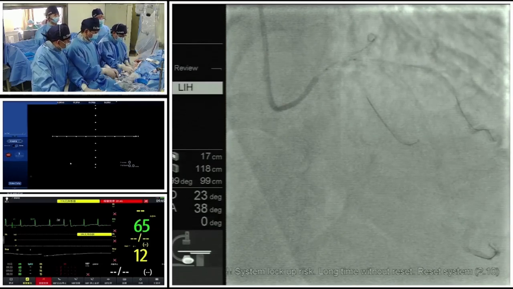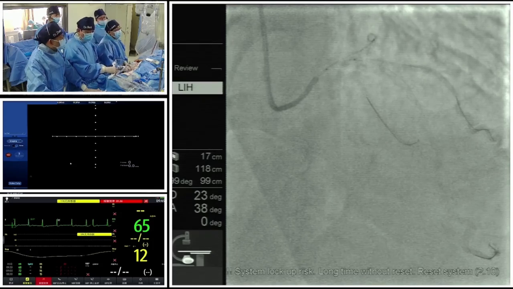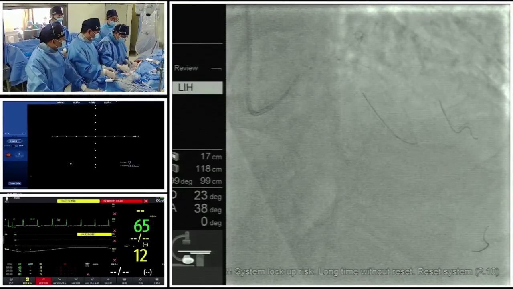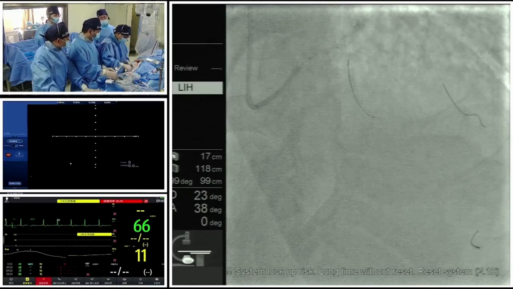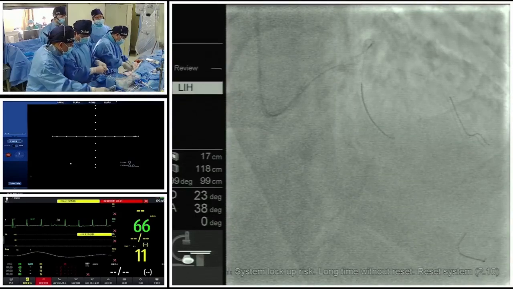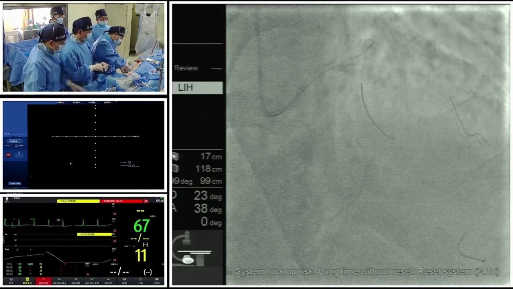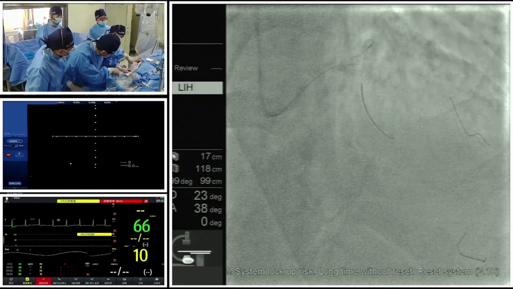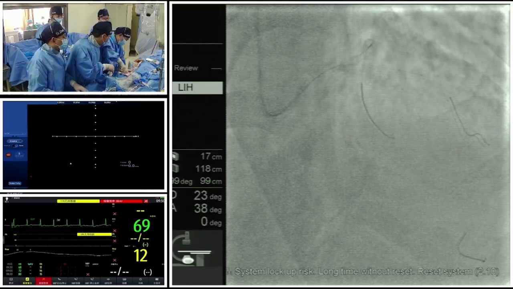Very good. Then we will perform IVL for the circumflex after the LAD. You know, the number on the shockwave monitor decreases each time we shock, right? Like 10 pulses each time, and one IVL balloon can be used like 8 times. Do you feel some resistance when you pull back the IVL balloon? Yes. Okay.